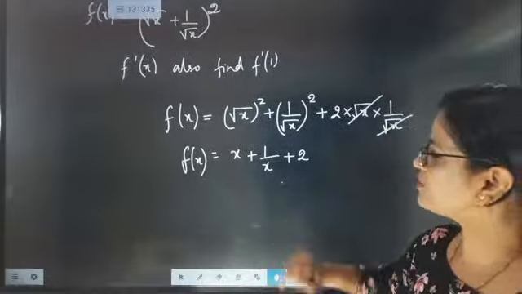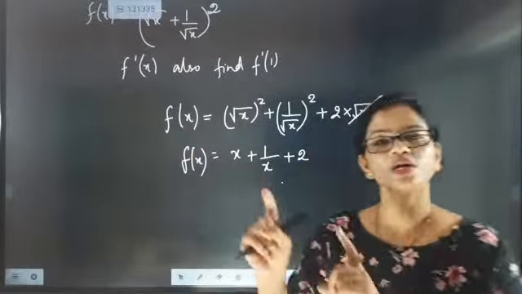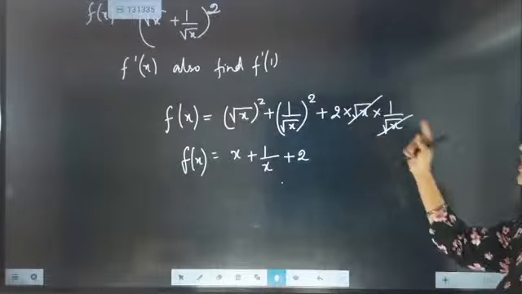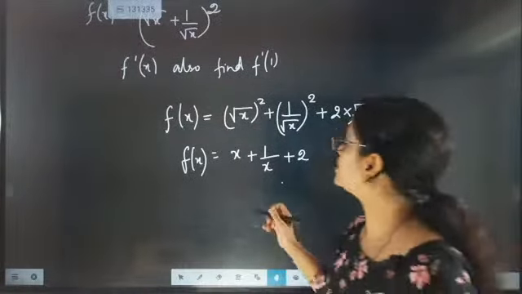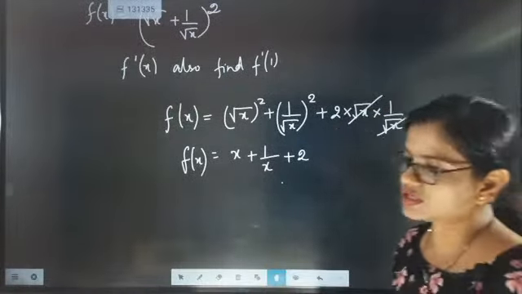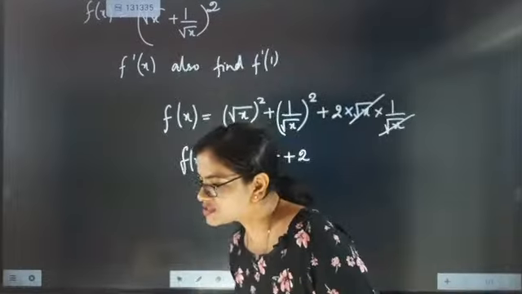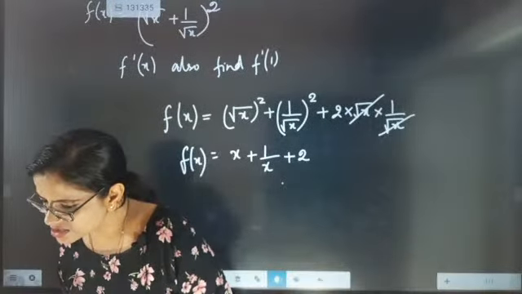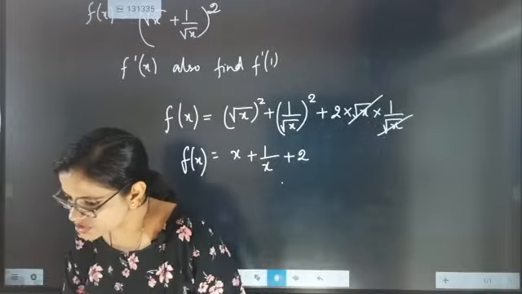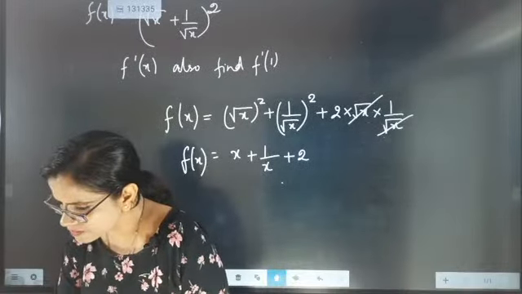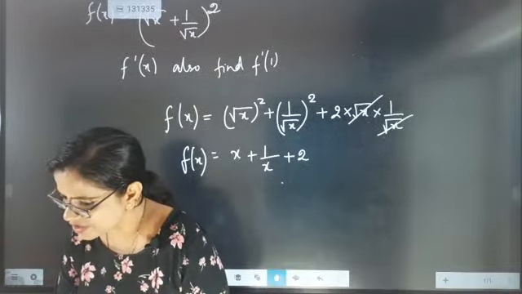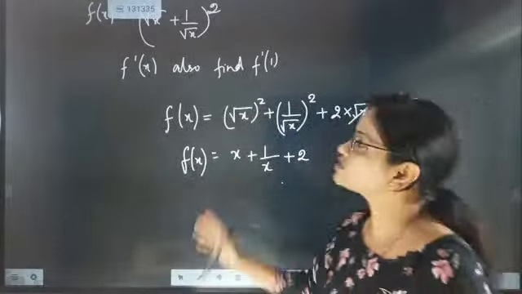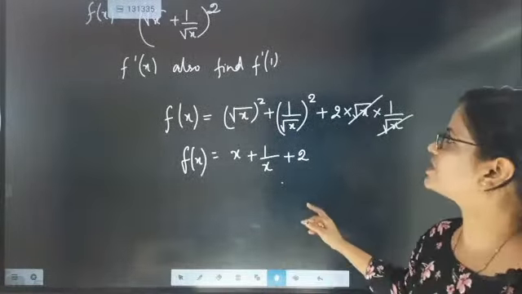So f of x is root under x whole square plus 1 by root under x whole square plus 2 into root under x into 1 by root under x. So this root under x and root under x will get cancelled. Saranya is telling answer is coming as 0 and Gautam is telling answer is coming 1 by 1 minus x square. Let's see what answer is exactly going to come. First, check what question they have given.